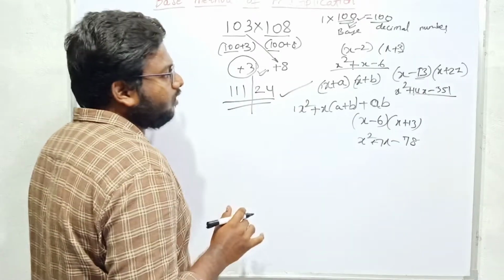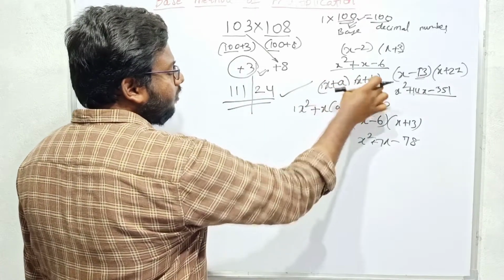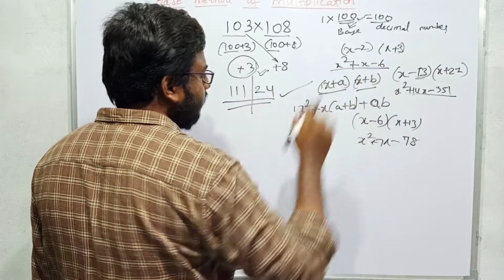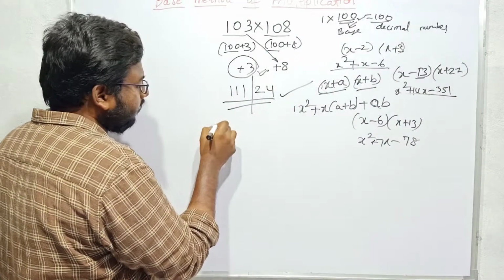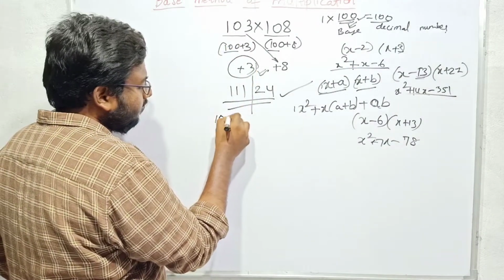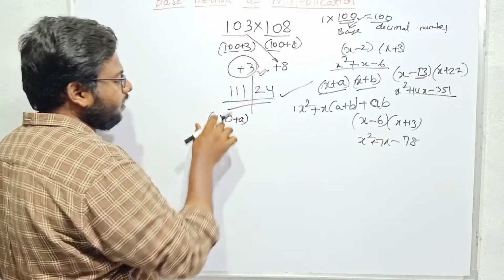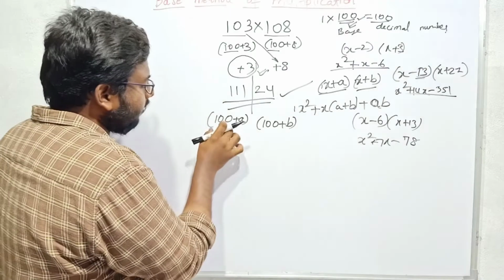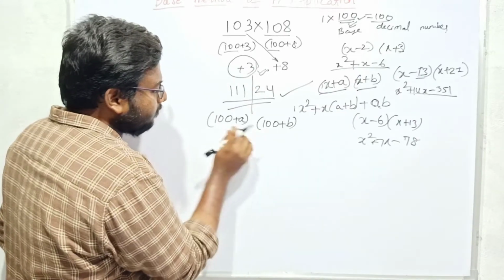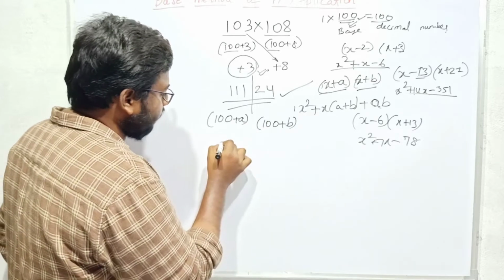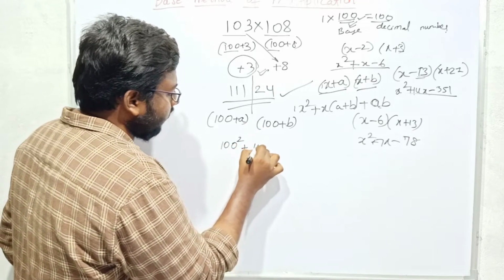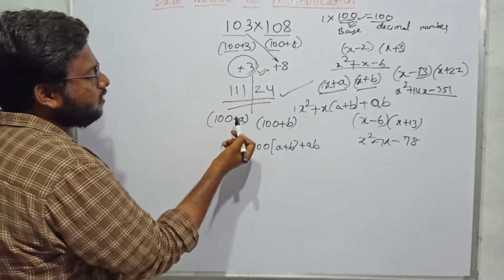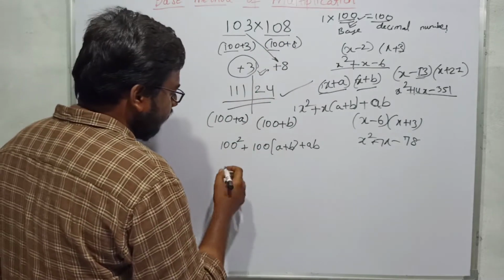So this is the way how to write the product of two variables very fast. That means two terms. This is one term and this is one term. I will write this as 100 plus a, because this number is close to 100, and this as 100 plus b. Now if I think of 100 as x, because both are the same, I can write this result directly: x square plus x into (a plus b) plus ab. Here 103 is 100 plus 3, 108 is 100 plus a. I can think like that.